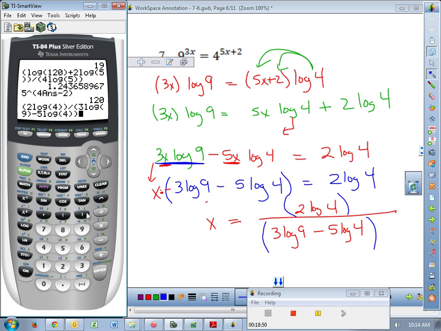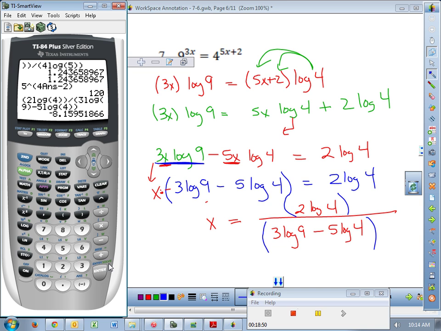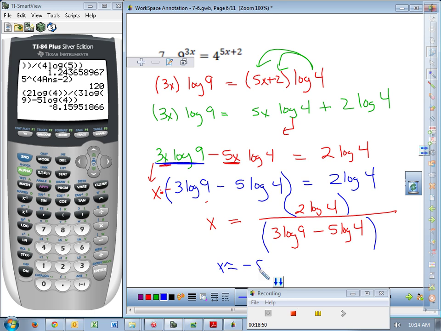Cool? Hit equals, bam. Negative. That's all right. Remember, these are exponents that we're finding. You can have negative answers. So x is about negative 8.1595. Right? Yes, what I did.